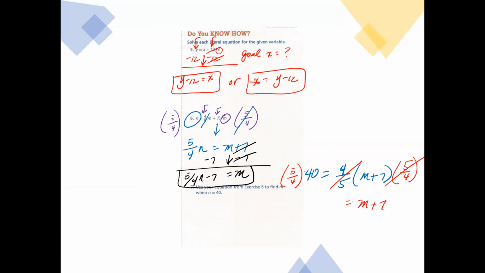m plus 7 is what's left on the right side. On the left side, you want to put a 1 under the denominator, and then if you take a look at this, you have a 40 and a 4. You can actually cancel that because 40 divided by 4 is going to give you a 10. 5 times 10 is just 50. Divided by 1, it's still 50. To get rid of the 7, opposite of a positive is a negative. Positive and negative 7 cancel. M is by itself. On the left side, you should have 43. And that is your answer.